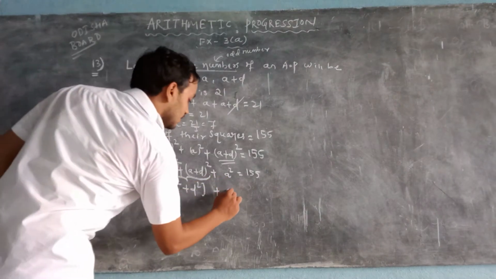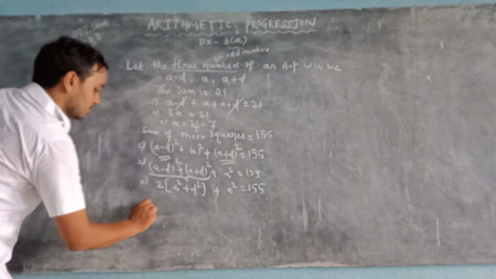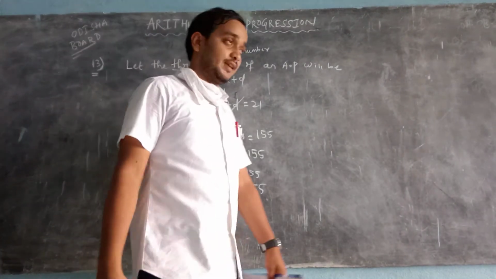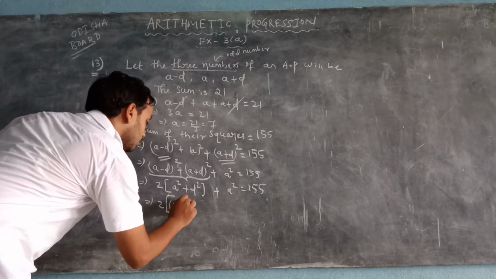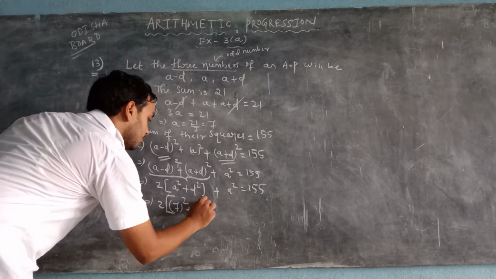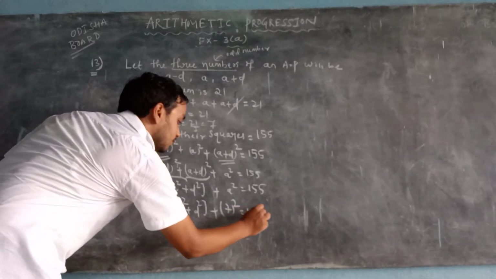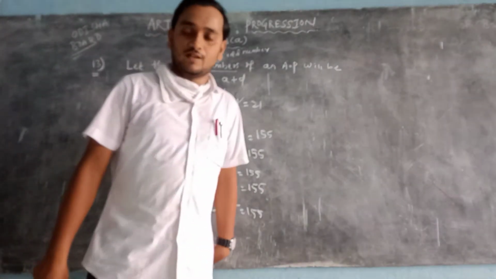Now this is equal to 155. See, 2 into a square plus d square, already we got A is equal to 7. So 2 into 7 whole square plus d square is equal to 155. Let's solve this and find the value of D.